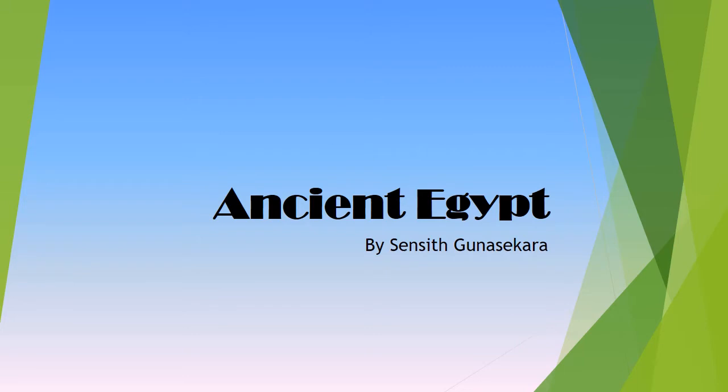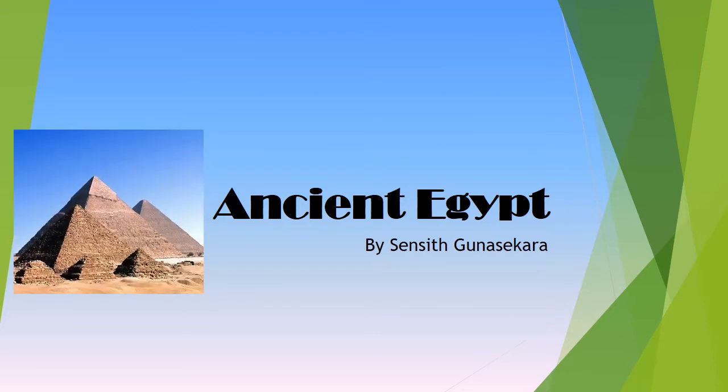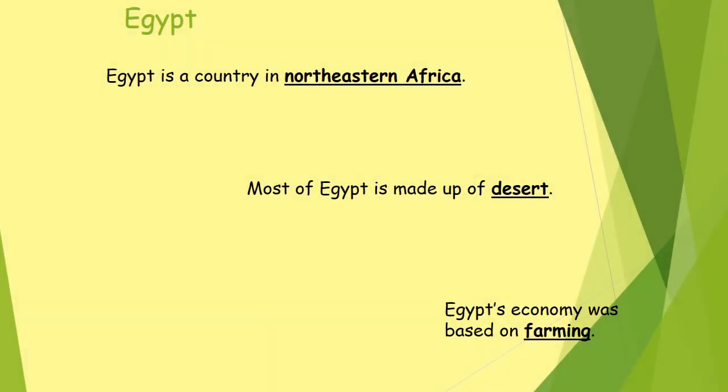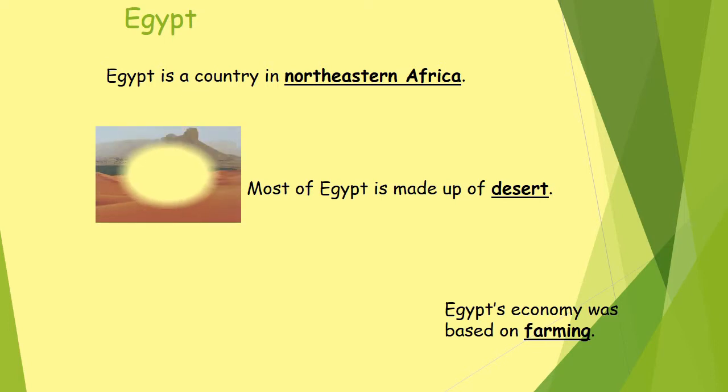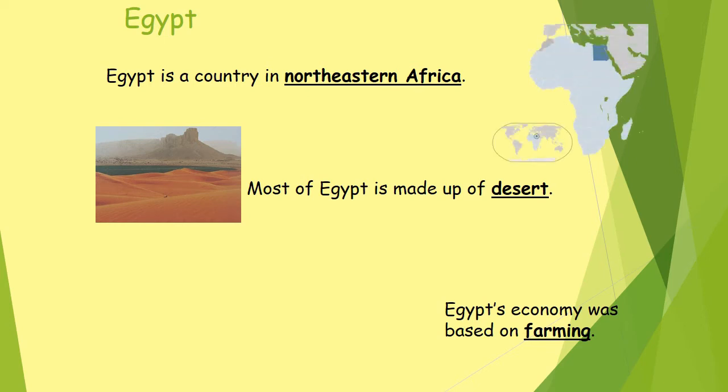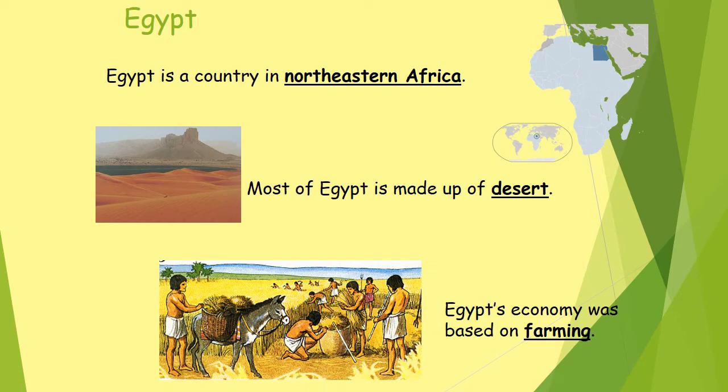Today we're going to learn about ancient Egypt. Hey friends, do you know anything about ancient Egypt? Egypt is a country in northeastern Africa. Most of Egypt is made up of a desert. Egypt's economy was based mostly on farming.